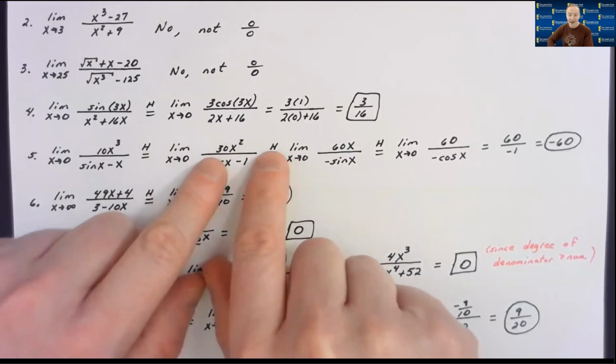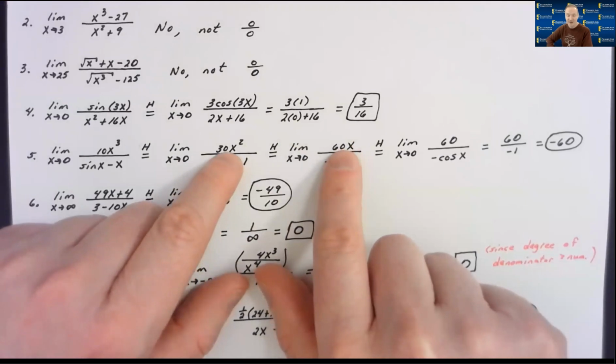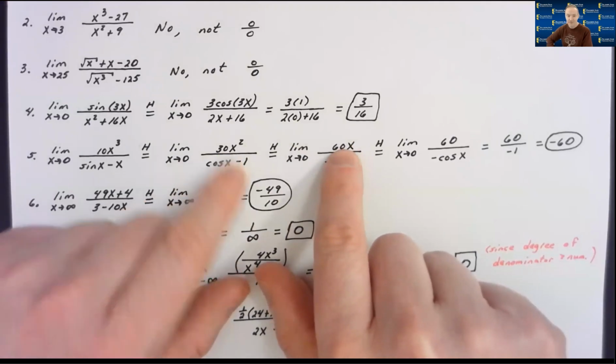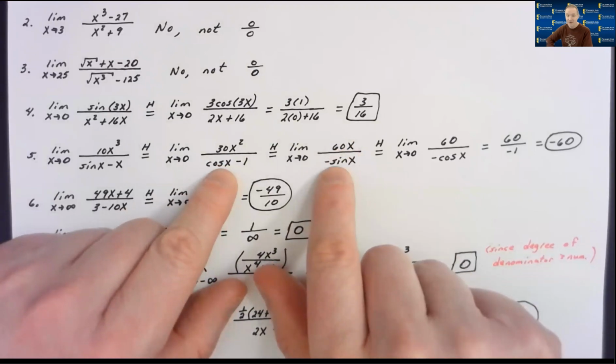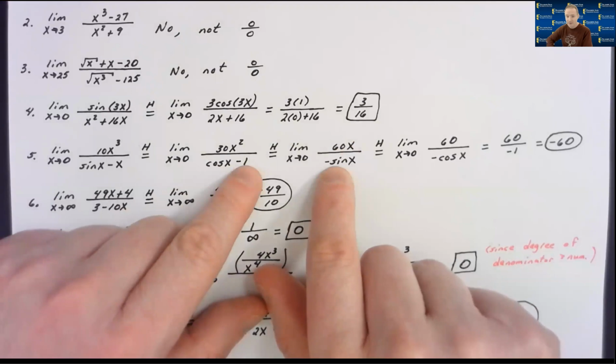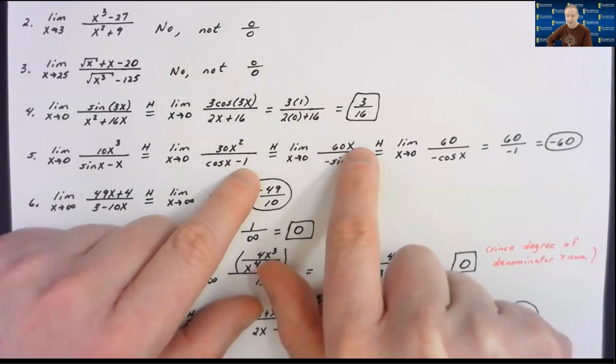But now, I do L'Hopital the second time here. Derivative of 30x squared is 60x. In my denominator, derivative of cosine x is the negative sine of x. And of course, derivative of the constant cancels. So then I can say, well, all right, now can I evaluate it? No, sine of 0 is 0, 60 times 0 is 0.